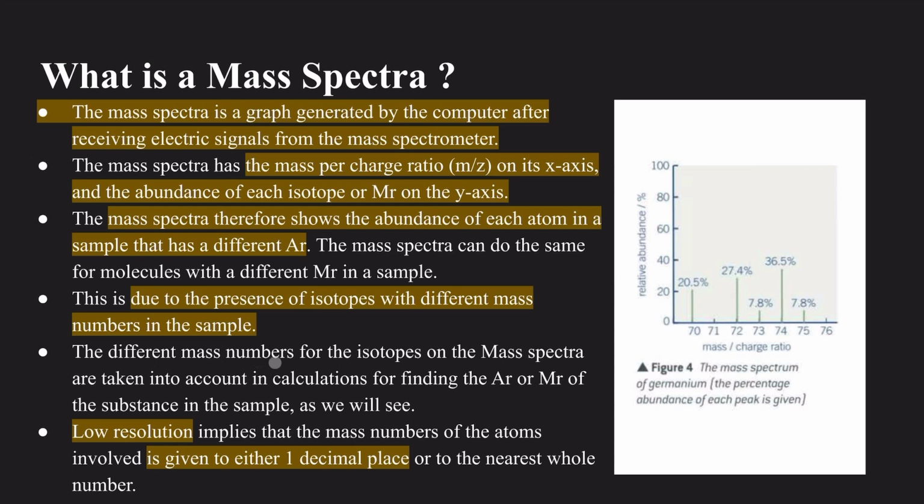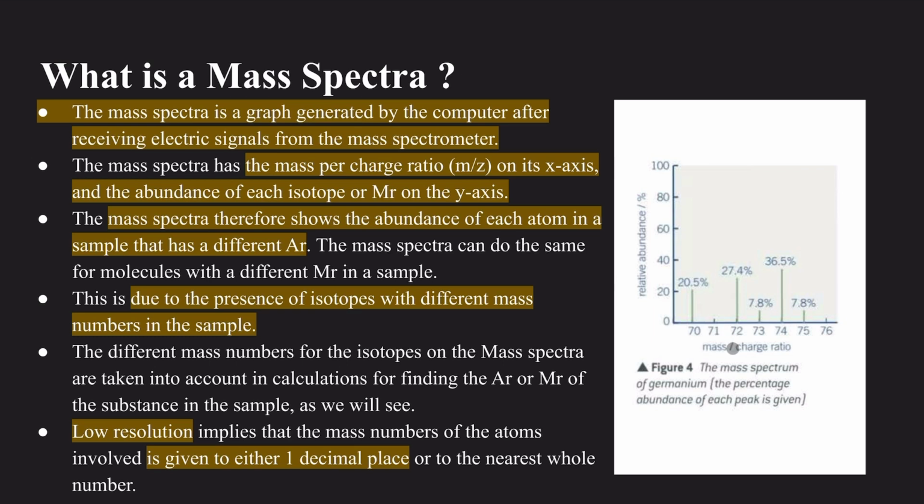So the different mass numbers for the isotopes on the mass spectra are taken into account in calculations for finding the relative atomic mass or relative molecular mass of the substance in the sample, as we will see. So low resolution mass spectrometry implies that the mass numbers of the atoms involved are either given to one decimal place or to the nearest whole number.